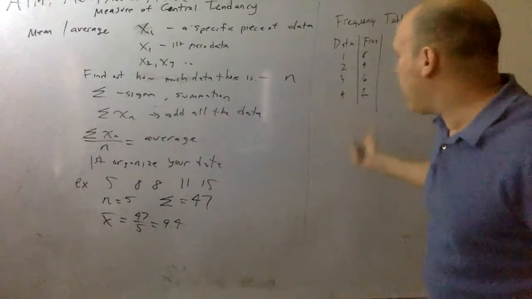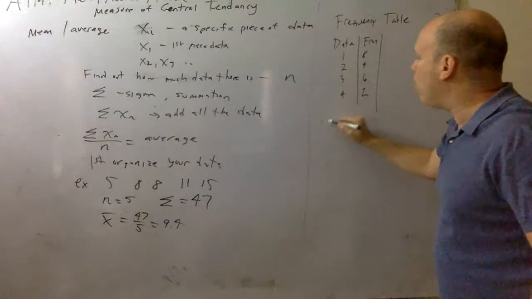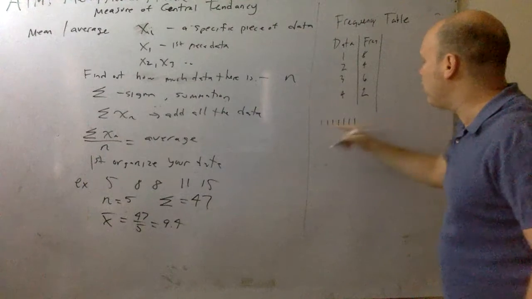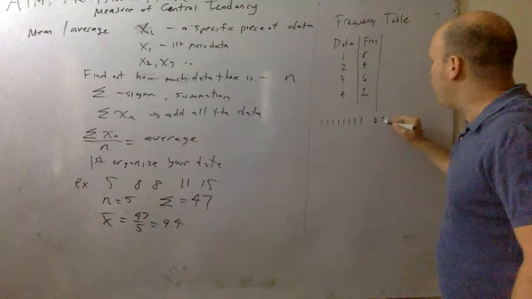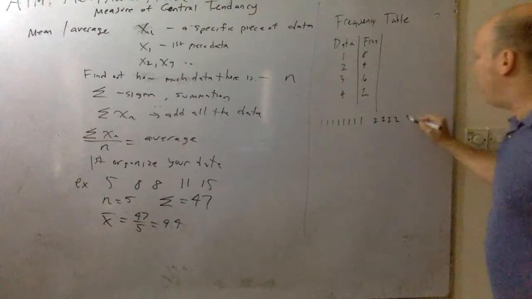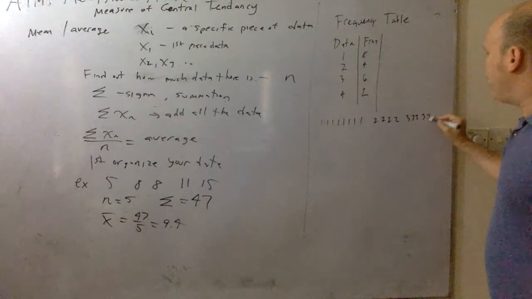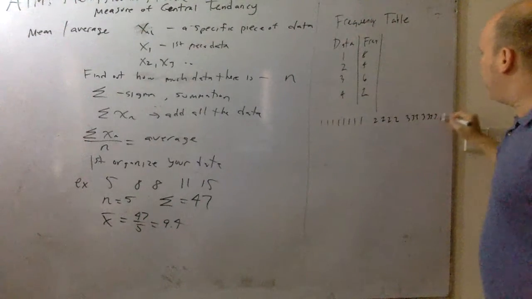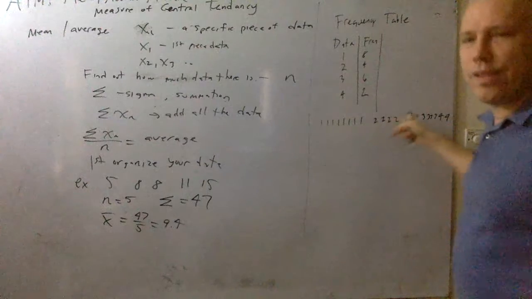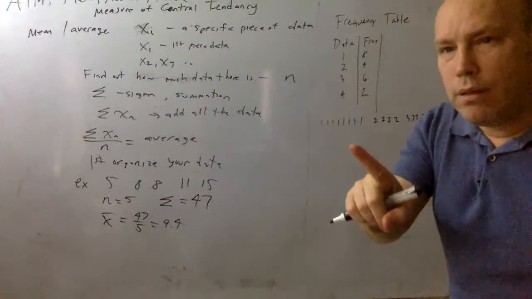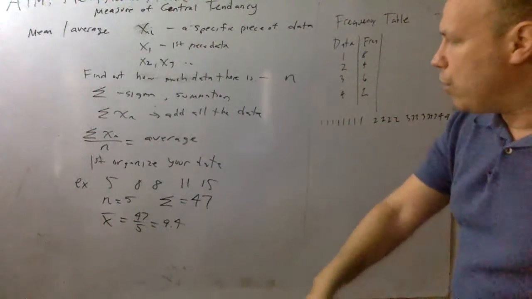The idea here is that I don't want to write out all the data. It came from 1, 1, 1, 1, 1, 1, 1, 1, and then 2, 2, 2, 2, and 3, 3, 3, 3, 3, 3, and then 4, 4. I don't want to write all this out. But let's think about this first. What's the first thing I ask you to do?